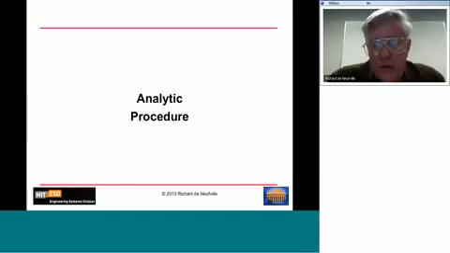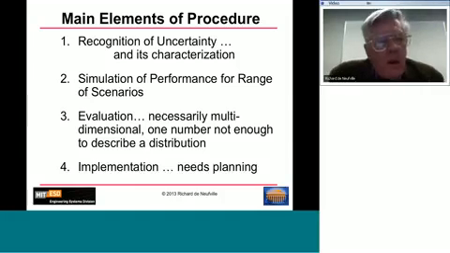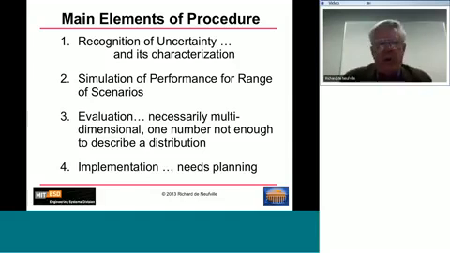Well, so I painted the picture of what we'd like to show, but how do we actually go about doing it? What's the procedure? I'd like to think about it in 4 steps. The first step is to recognize the uncertainty. That's fundamental. Not just to recognize it is there, but to somehow characterize it. What does it look like? What are the uncertainties that we're facing? How do we think about them?